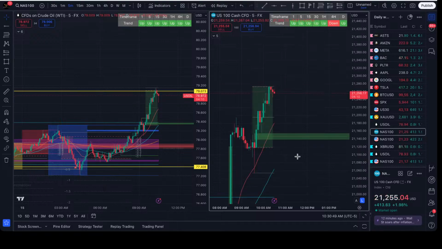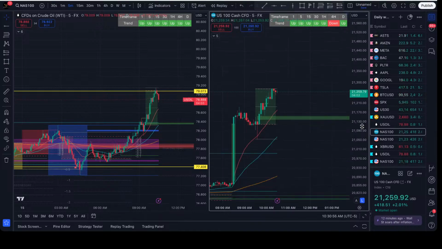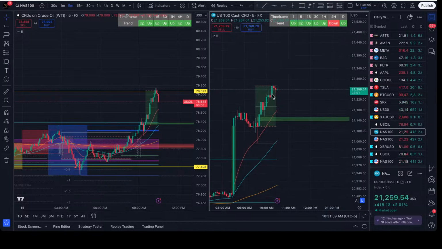So on the right-hand side here, we have NAS. We're just keeping it up just to take a look at it. There's your news drop right there, that big candle. We have not filled in 50% of it. And the market has moved up from open, green across the board.